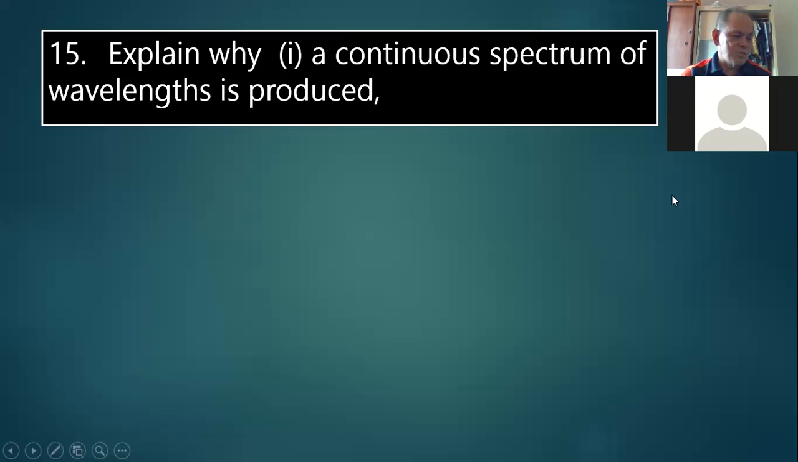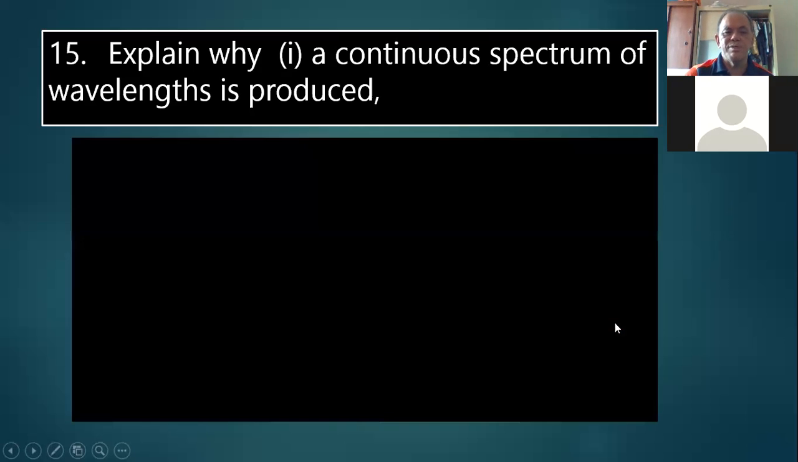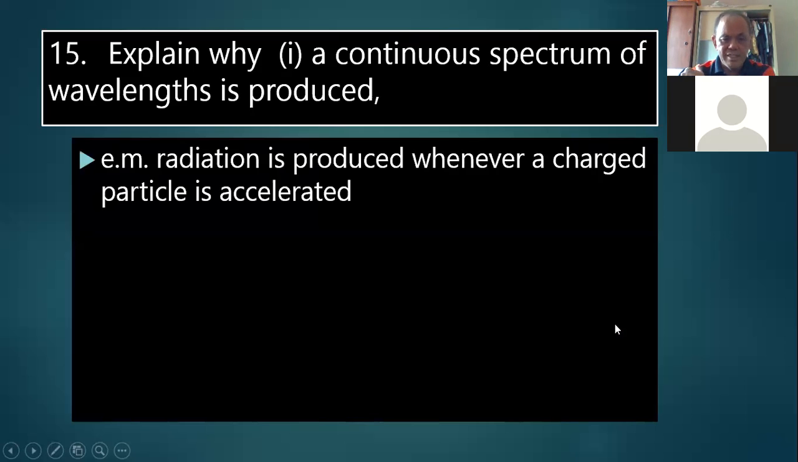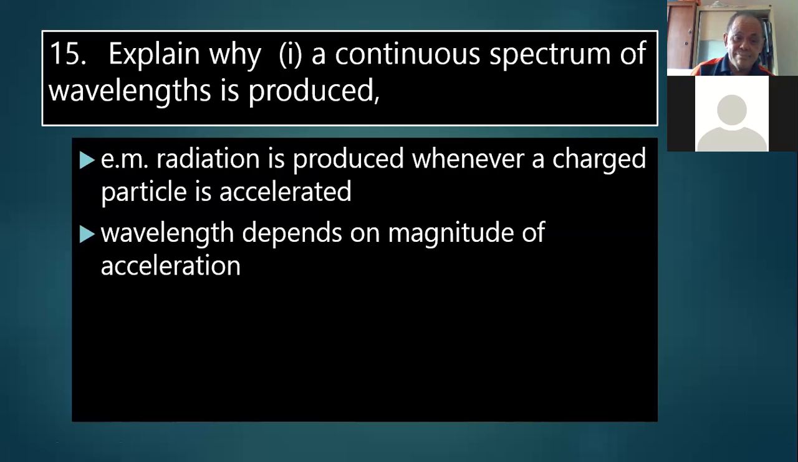Okay, this one you should be able to do. Explain why a continuous spectrum of wavelength is produced. This one you should be able to prove. Electromagnetic radiation is produced when a charged particle is accelerated. This is the production side. Wavelength depends on the magnitude of acceleration. Okay? It means it depends on the X-ray energy.